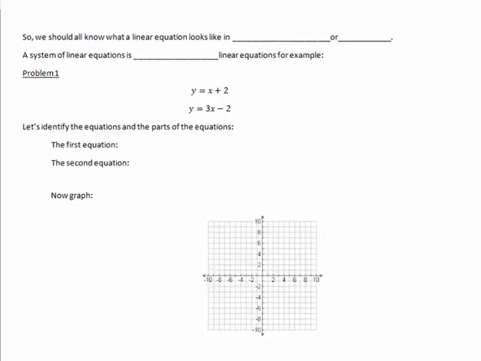All right, moving forward. So we should all know what a linear equation looks like in equation form. Right? We have point-slope, slope-intercept, standard form. Those are all equation forms of lines. Or we know they all make lines on a graph. So there are two ways that we can see them. One is on a graph, the other is equation form.